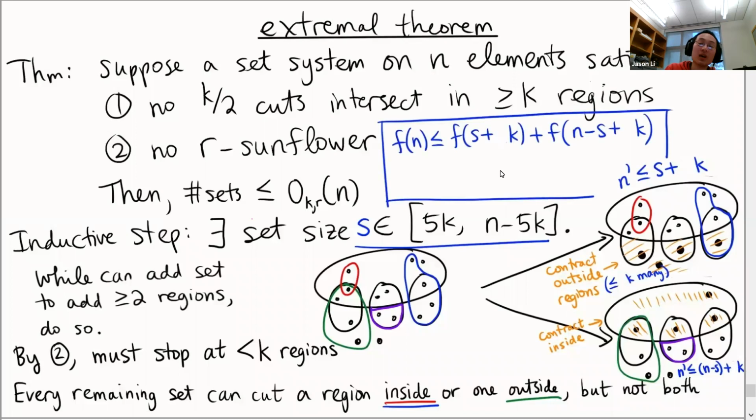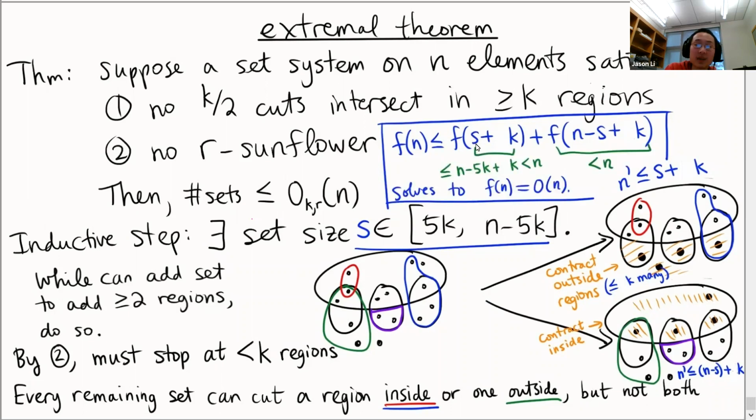So now, what do we have? We want to apply induction on these two sets, and note that these two sets also satisfy properties 1 and 2, because all we did was safely contract elements and not destroy any sets. So now, if we define Fn as the maximum number of sets on n elements, then we have this equation right here.